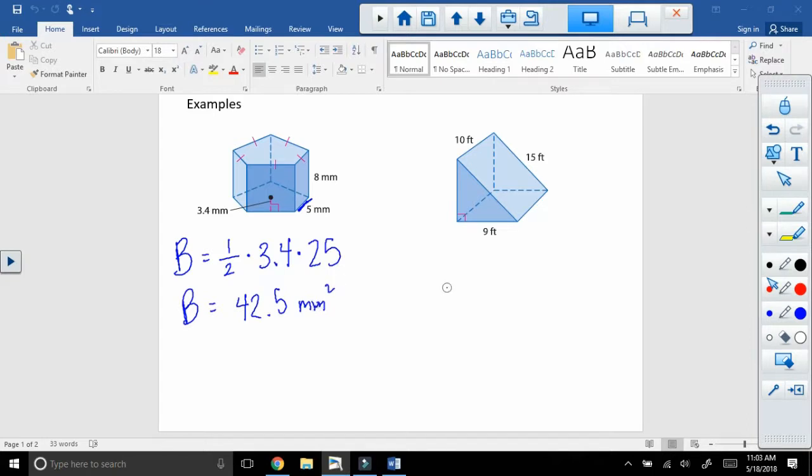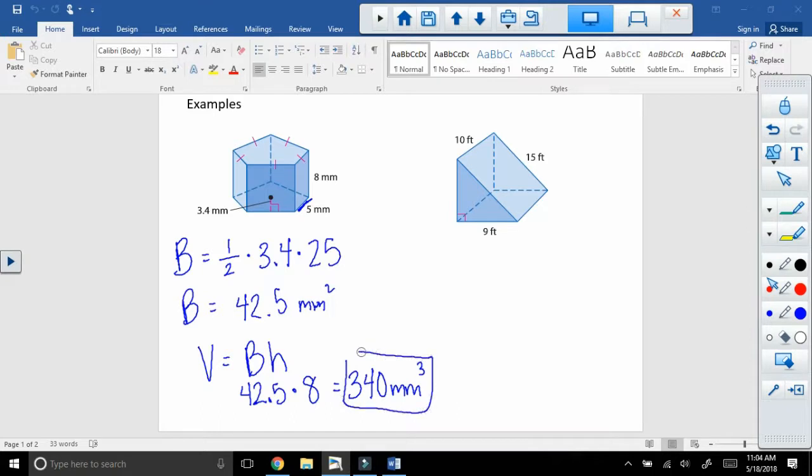And then what I'm doing is I'm thinking about having stacks of those 8 millimeters high. So I would then take that for volume, the area of the base times the height, so 42.5 times the height, which is 8. So the volume would be 340 millimeters cubed. Questions so far?